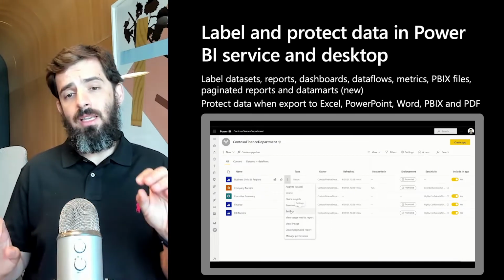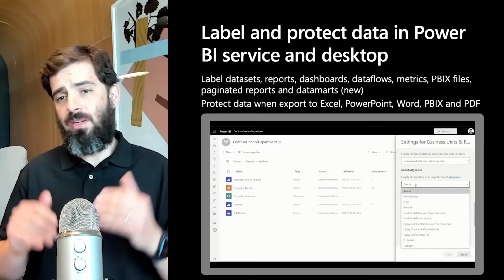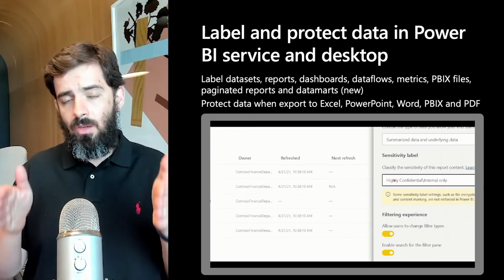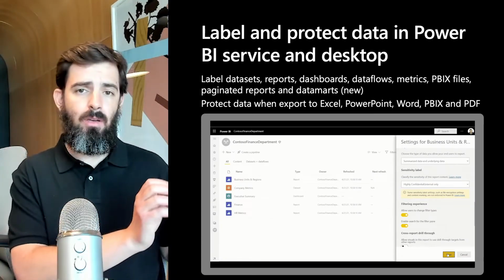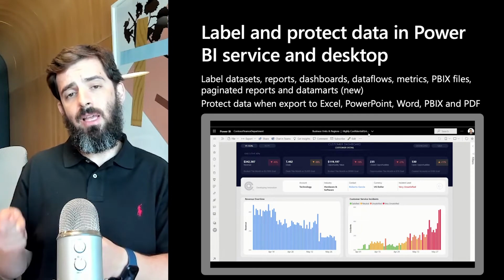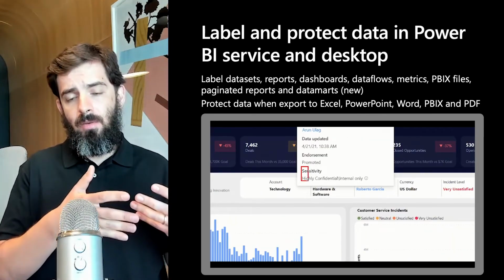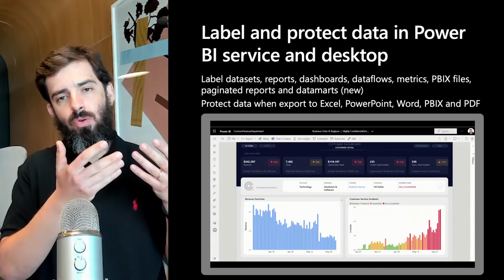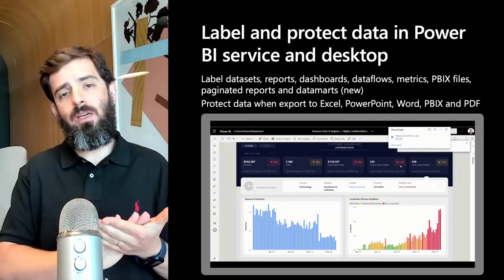This is how it looks in Power BI service. You can go to any set of supported artifacts, including datasets, reports, and including data marts that were just released, and in Power BI desktop for Power BI files, and apply the right sensitivity label on the content that you own. This provides an ability to classify the content also for people who consume the data, so they will see the sensitivity level when they open Power BI reports.